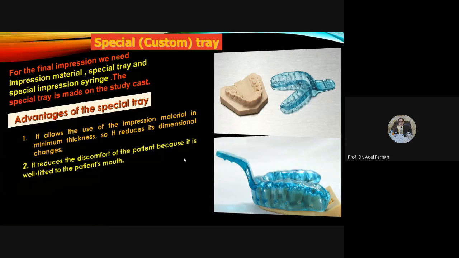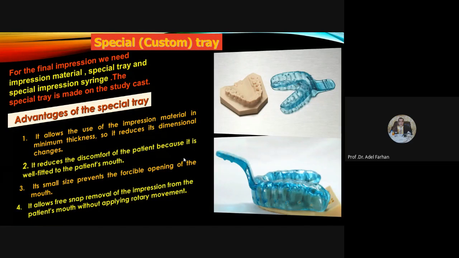By using a special tray we are going to reduce the amount of the material you are going to use. تقلل لنا ايضا، انتم شايفين لما تاخذ ستوك تري عاديه مريض يكون مثلا الاوبننج مالته اوف ذا ماوث سمول والتري لارج it is difficult to insert. لكن لما نسوي له special tray it is more comfort for the patient during taking impression. اوكي. ماكو forcible opening of the mouth. طبعا اضافه لذلك راح reduce the discomfort of the patient. واضافه لذلك اثناء الريموفال it allow free snap removal.